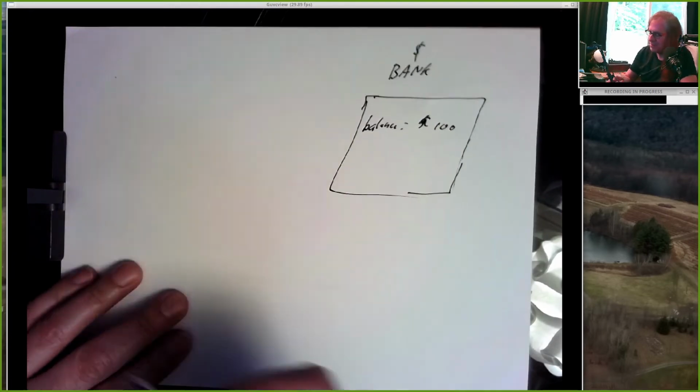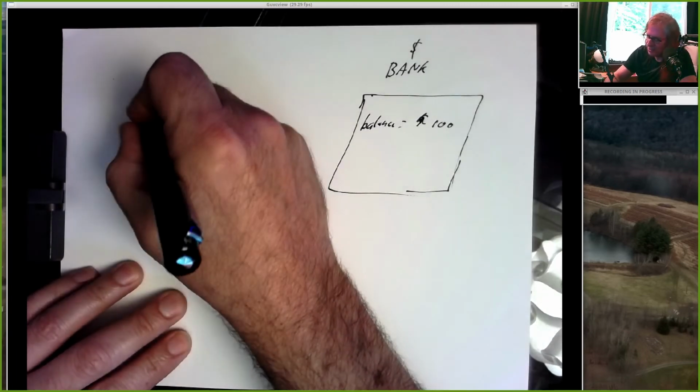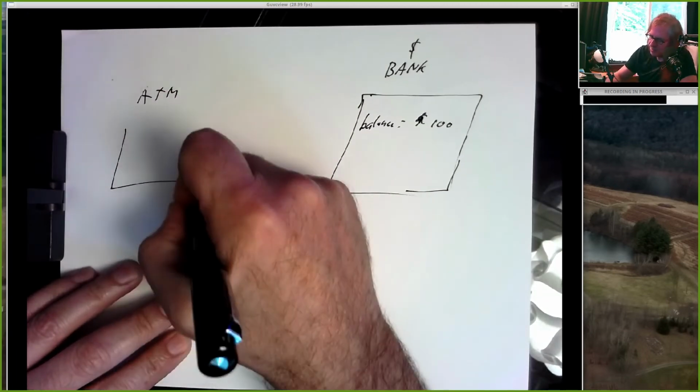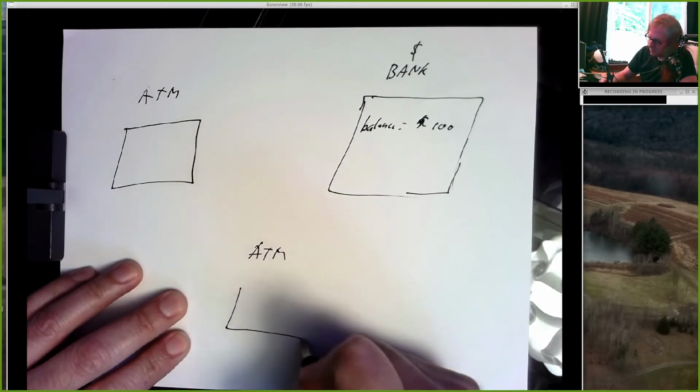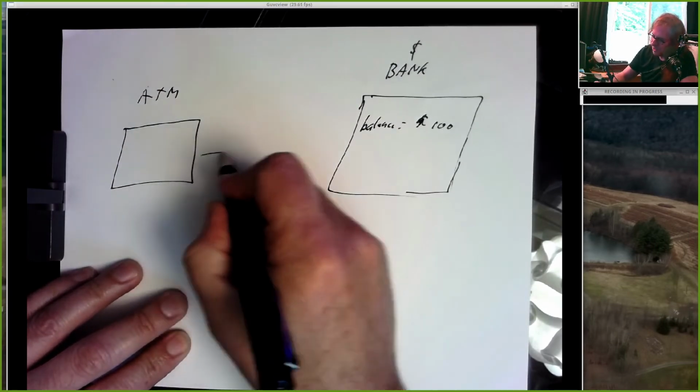And it's a small bank, but they still have ATMs because they're trying to grow. So here's an ATM. And here's another ATM. And there's connections.